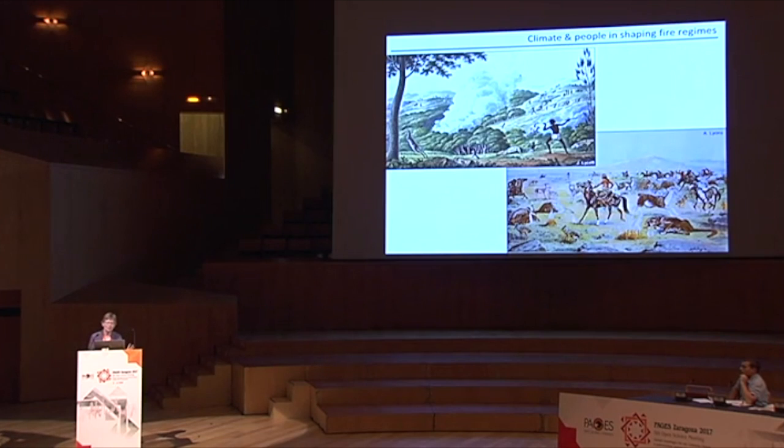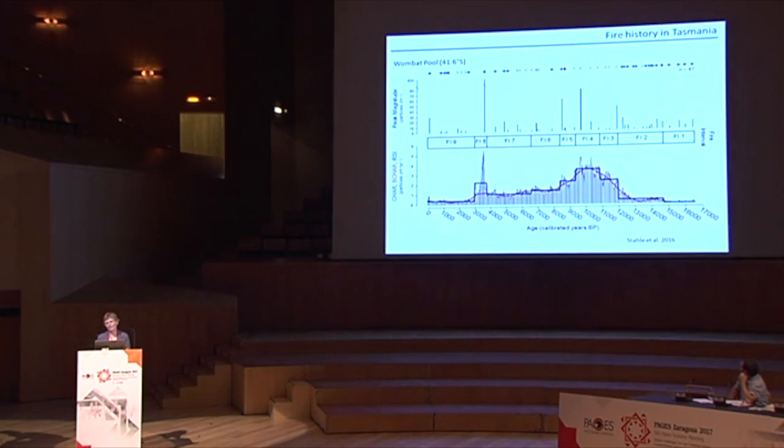Okay, so the last point is how do people and climate interact in shaping fire regimes? Well, this is a very sort of romanticized notion in both regions, very sort of European constructed notion of fire development. And when you actually look at the actual evidence for whether people or climate are causing fires, it's really pretty inferential. Here's a fire record from Tasmania going back 15,000 years.